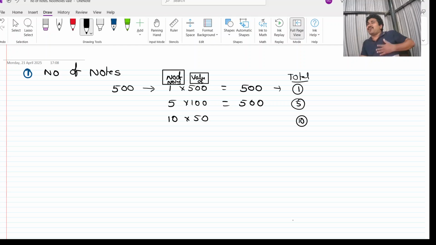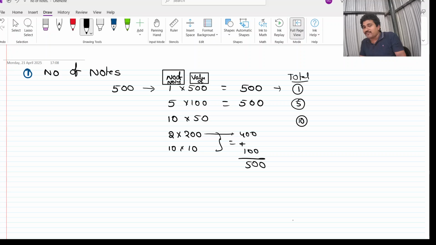Suppose I asked for an orange color note, an orange color note means 200. Then he gave me a 200 note. Then he said he will give another orange color note, but a bit lighter orange. Okay, give me. Then he gave me 10 rupee notes. So how many notes did he give me? 10. Total how much altogether? This is 400 plus this 100, altogether again 500.